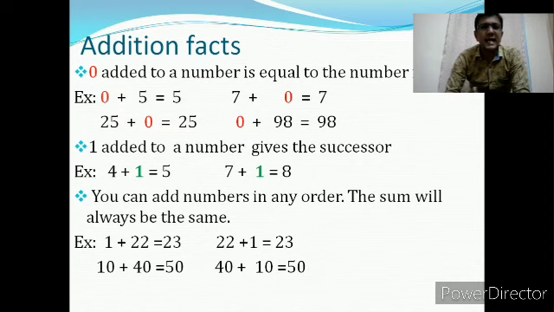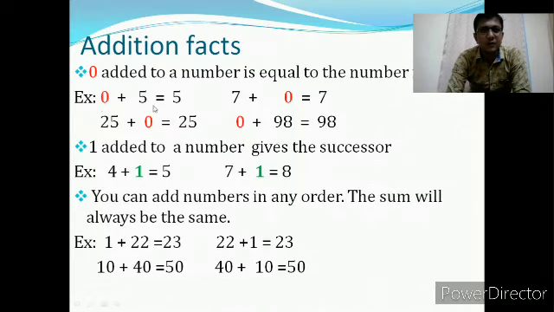Next, there are some facts about addition, some rules. If 0 is added to a number, the result is equal to the number itself. That means as 0 does not have any value in addition, if you add 0 to any number or a number is added to 0, the number is going to be the same. Example we will see.